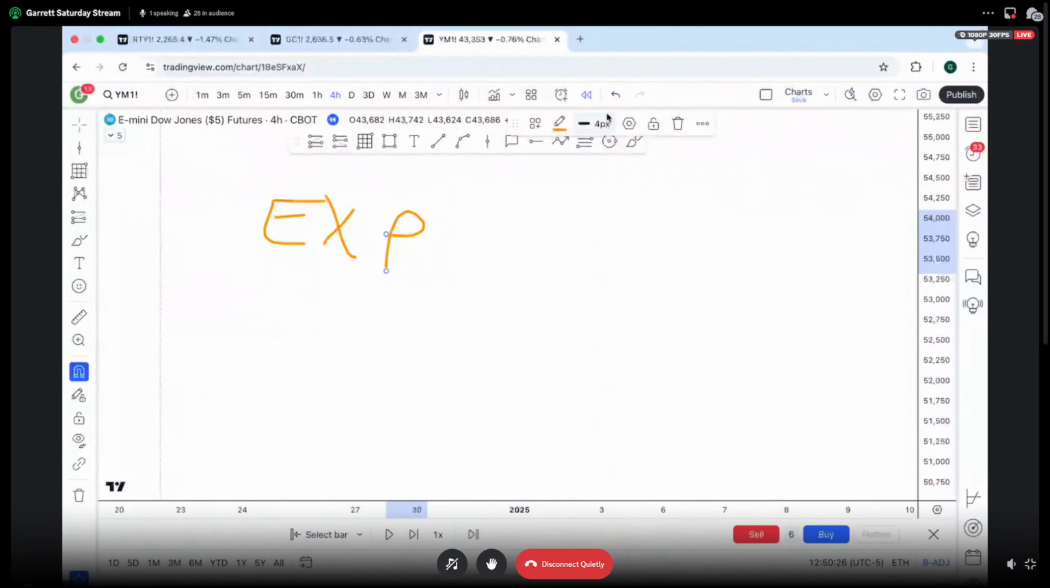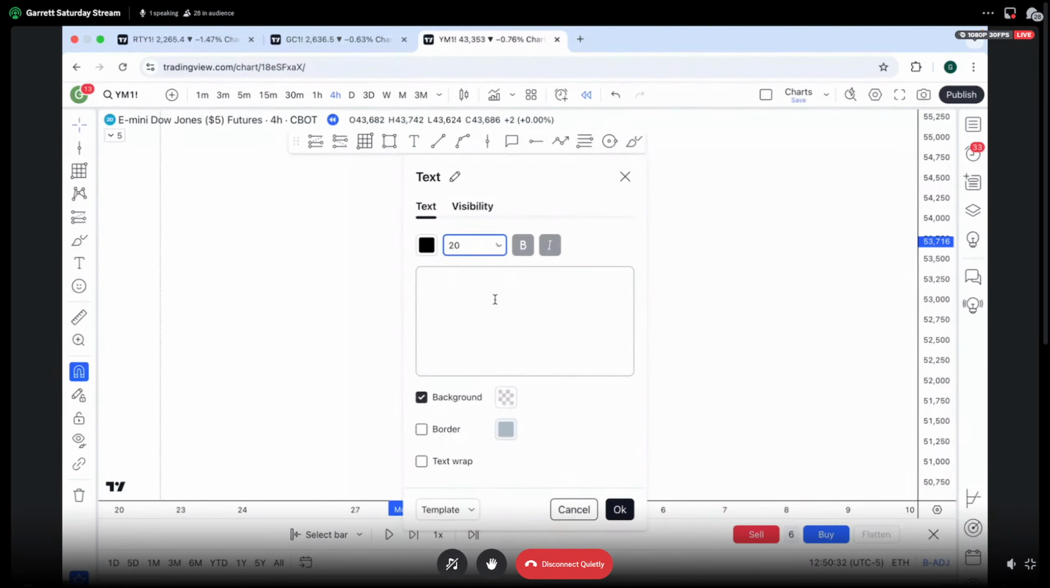Let me just say, I went over a stream on this, by the way, so I would recommend going over that. But it's expansion, consolidation, retracement, and reversal. These are the only four phases of price the market undergoes. Right? This is a fact. It's not even a theory.